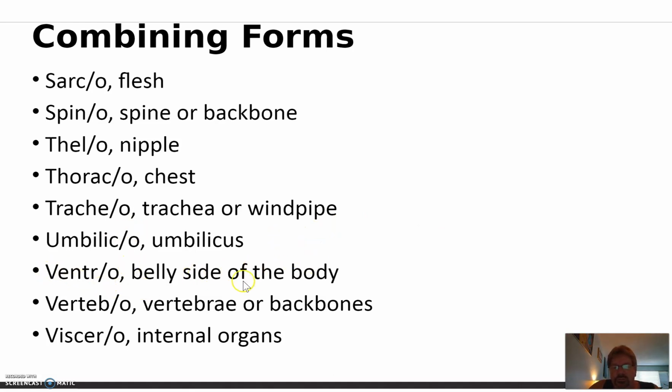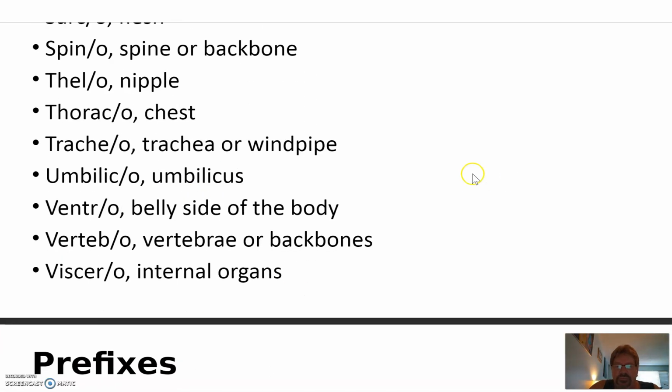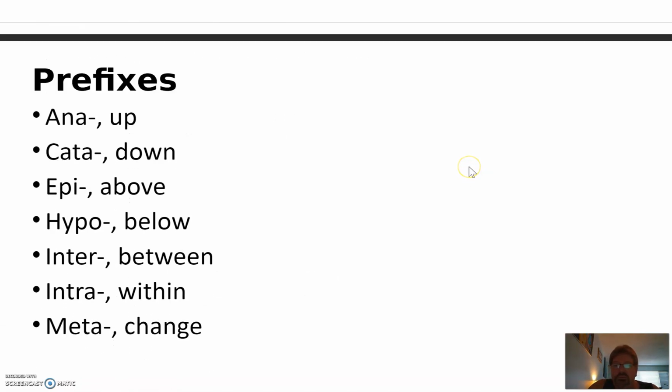Ventral means the front or the belly. Vertebral means the vertebra, the backbones, the spine. Visceral means internal organ. Viscera are like guts. It's a general term for internal organs, only it's a lot more appropriate than guts.